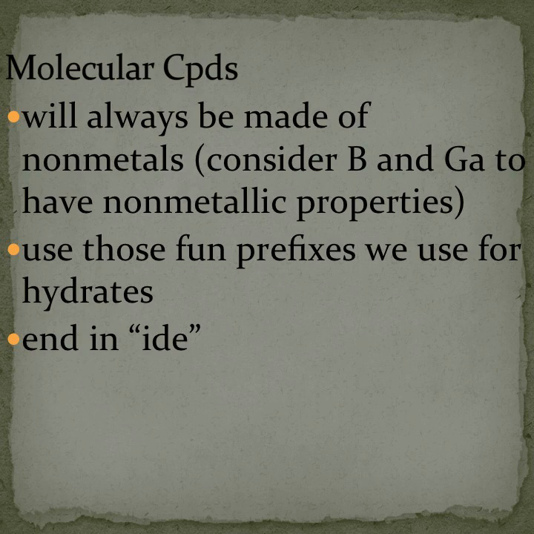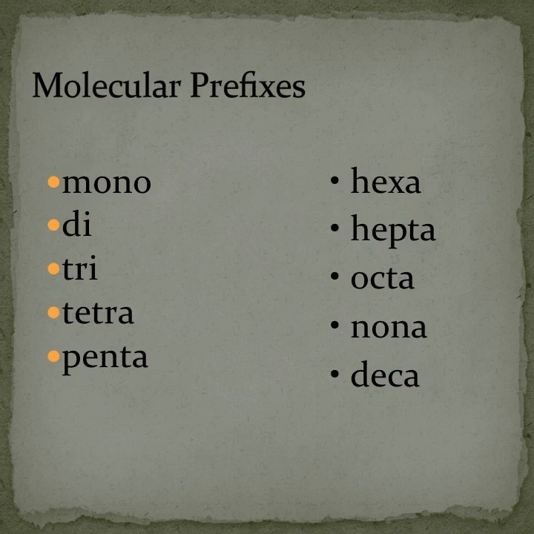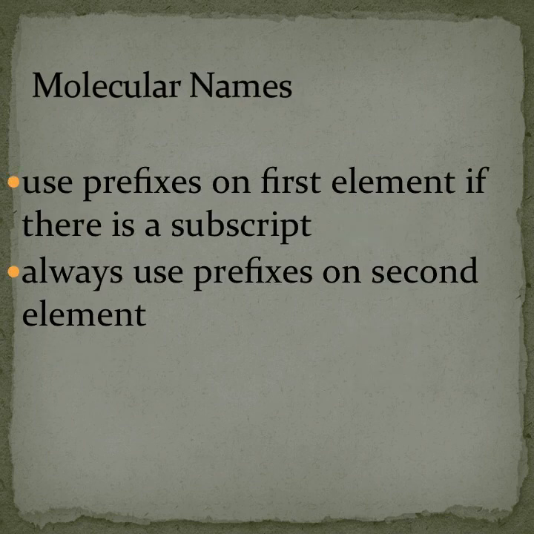And you're going to use the same prefixes that you used for hydrates. Those I'll go over in just a moment, but they indicate the number of atoms that we'll have in each molecular compound. And every molecular compound's name will end in IDE. Alrighty, the prefixes, as a reminder, are mono, di, tri, tetra, penta, hexa, hepta, octa, nona, and deca, representing numbers 1 through 10, respectively. You're going to use the prefixes on the first element if there is a subscript.